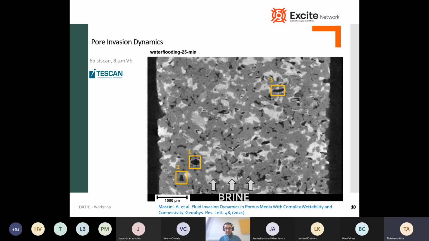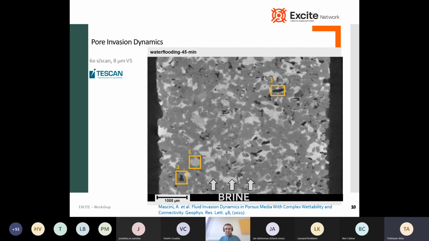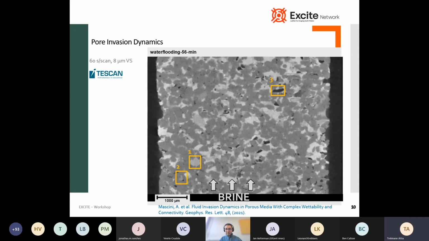This is why here we see the water as light gray, and the darker gray is grain, and the dark phase, or the black phase, is oil. So if I run this one, then we see the pore filling dynamics in different pores. So for example, in pore number 1, it happens quite fast, and then in pore number 2 and pore number 3, it is much slower.